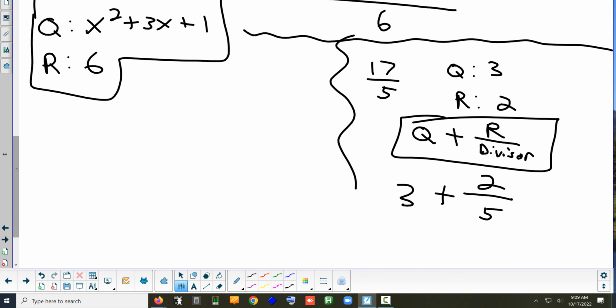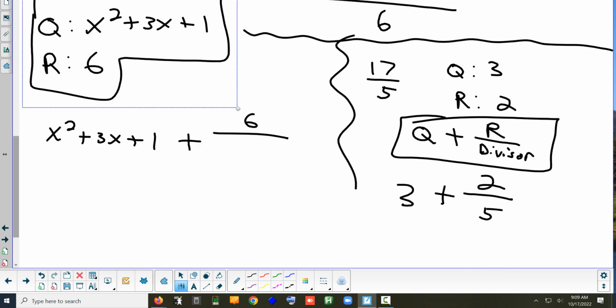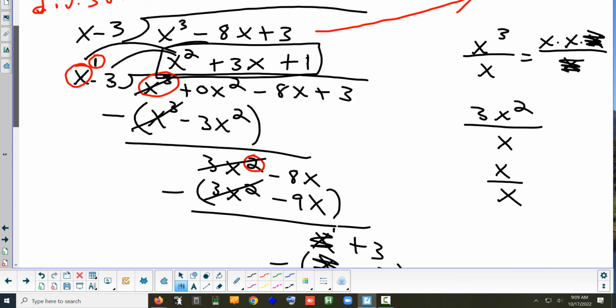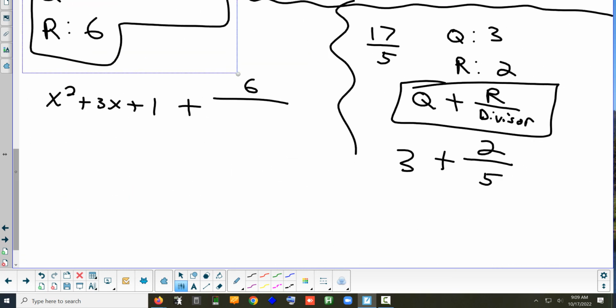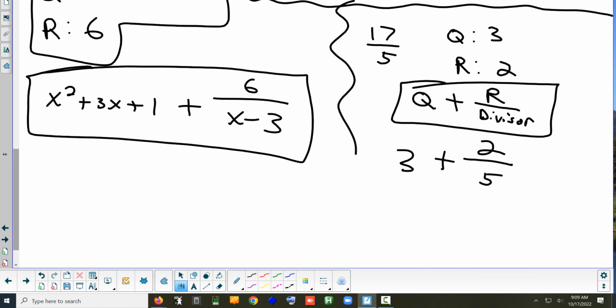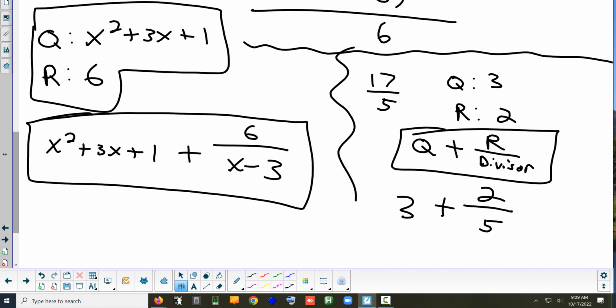So let's follow the same pattern we did with numbers, but now just do it with this. Quotient plus my remainder over my original divisor, which was x minus 3. There's another way that you can write the answer to this one. Both are correct. Any question on that?